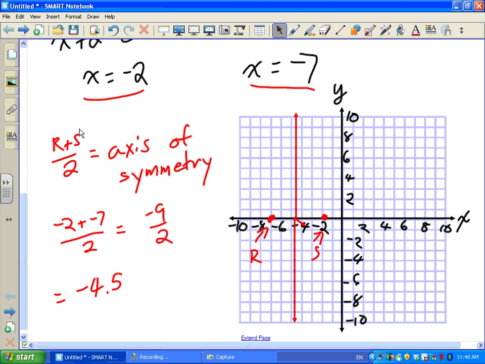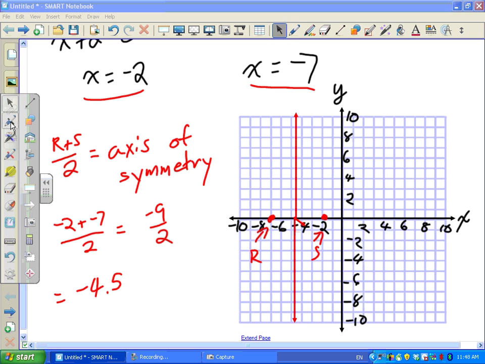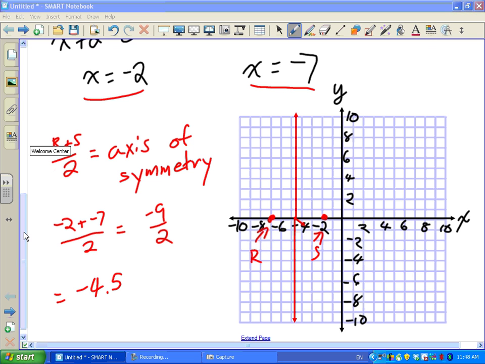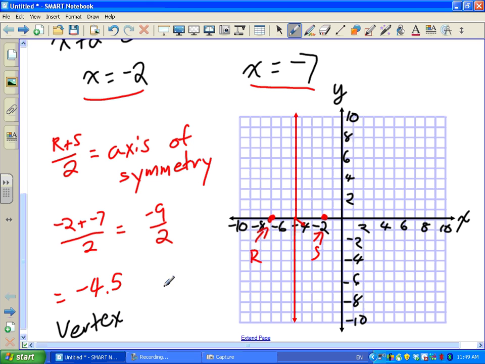Okay, so we now have our axis of symmetry. And that also tells us something about the vertex. Does anyone remember what it tells us about the vertex? Yes. For our vertex, we now have the x-coordinate. So we need our 2 coordinates for the vertex. Our x-coordinate is -4.5. It falls on the exact same spot as the axis of symmetry.